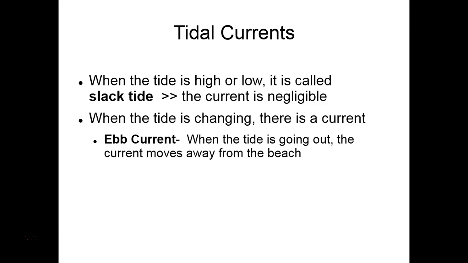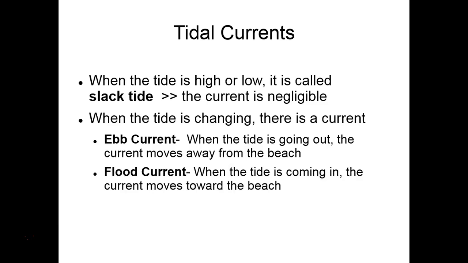So an ebb current is created when the tide is going out, or moving away from the beach. That would be going between a high tide and a low tide. A flood current is when the tide is coming in, in other words, the beach is being flooded. That would happen after a low tide and before a high tide. Basically, transitioning from a low tide to a high tide is what creates the flood current.